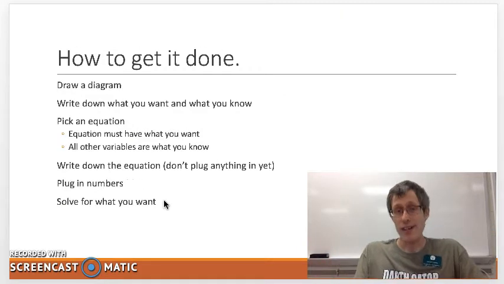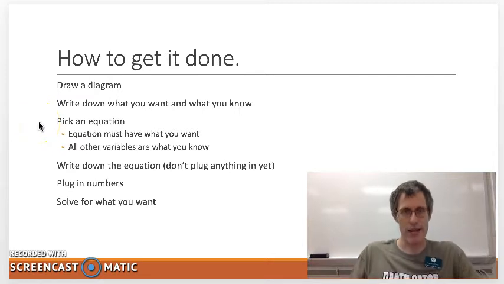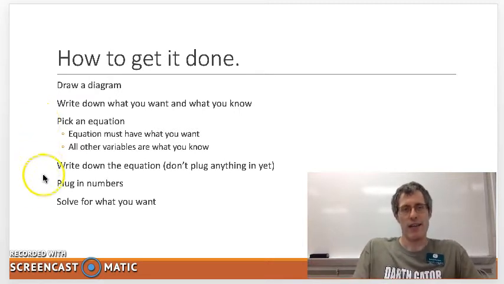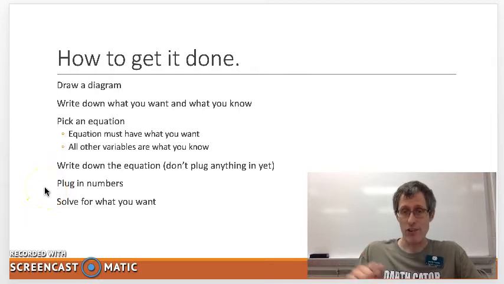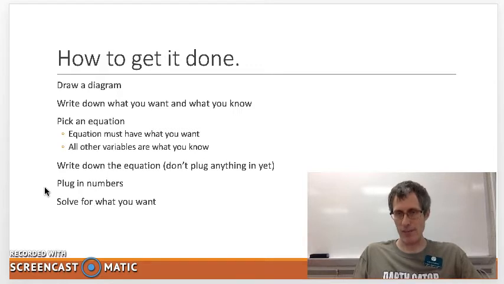Now, what I did to do this, I'll break it down to a couple steps. First, I drew a diagram. Then I wrote down what I wanted and what I knew. I picked an equation and just wrote that equation down. And then I plugged the numbers into the equation. I wrote that down too. And then my last step is I just did the math and solved for my variable.